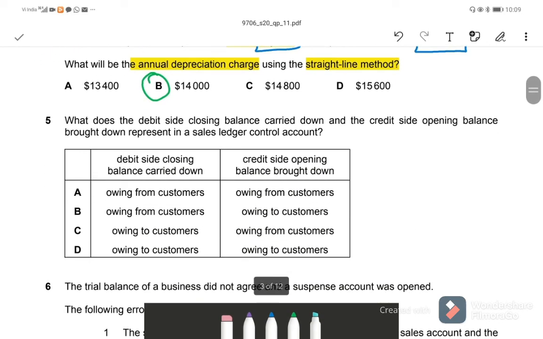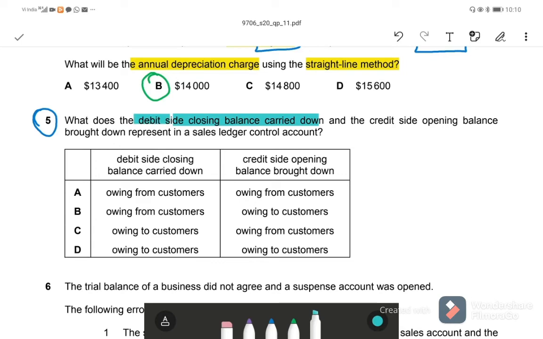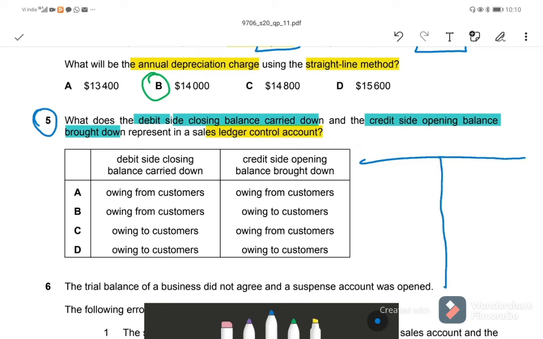Next question. Question number 5. What does the debit side closing balance carried down and the credit side opening balance brought down represent in the sales ledger control account? So sales ledger control account, let's draw one. Sales ledger control account means debtors account. Increasing debtors on the debit side, decreasing debtors on the credit side. So when customers owe money to the business, the balance brought down comes on the debit side, while when the business owes money to the customer, the balance brought down comes on the credit side.